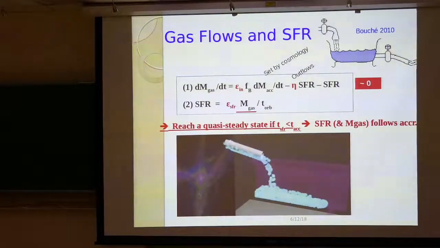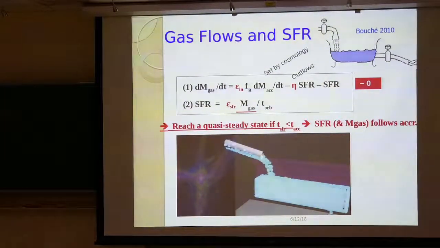And this can be done very simply with this continuity equation. This is the continuity equation of gas accretion set by cosmology, star formation rate, and an outflow term. And then the other key equation in this system is the star formation law from Kennicutt-Schmidt or something like this, where the star formation is proportional to the gas mass. And you can find that in this very simple system of equations, you quickly reach an equilibrium, no matter what the initial conditions are, no matter what the outflows are.